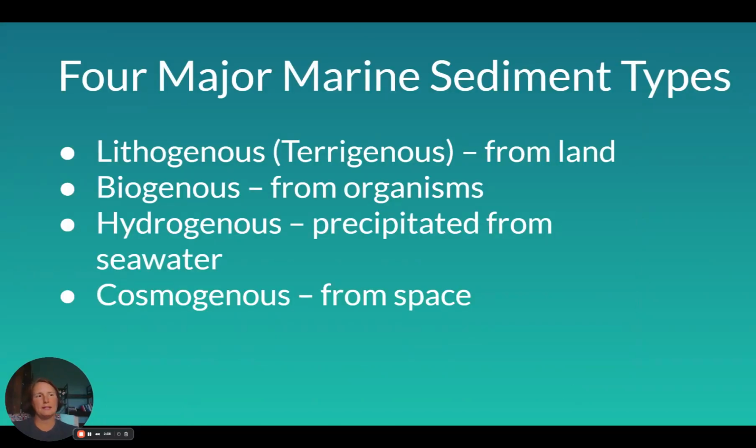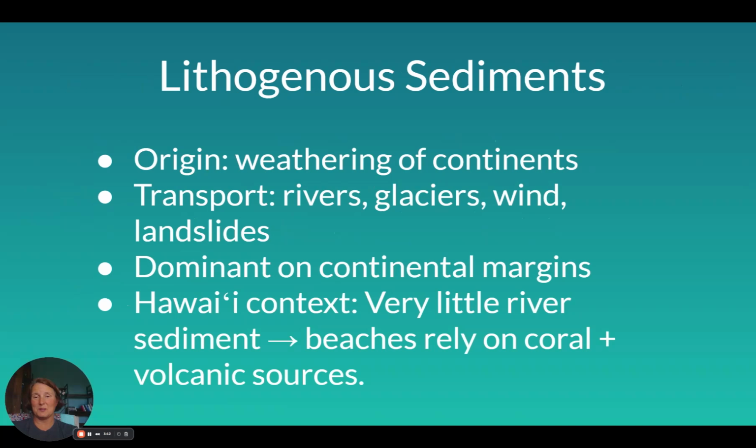There are 4 main sediment types. We classify them based on where they come from. So lithogenous or terragenous come from land. So they come from the land and then fall into the ocean at some point. Biogenous come from biological organisms. Hydrogenous come from the seawater. Like we talked about with the hydrothermal vents, the minerals are precipitated out from the seawater. So that's where hydrogenous sediments come from. And then cosmogenous come from space. They're the least common, but they come from space.